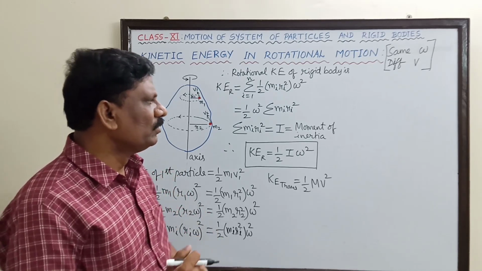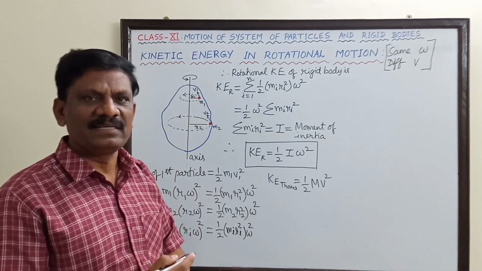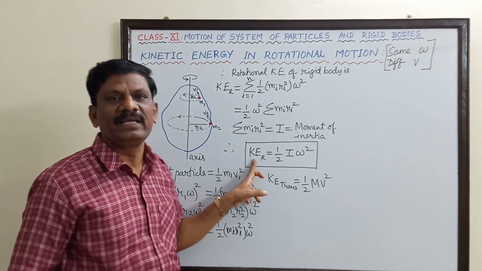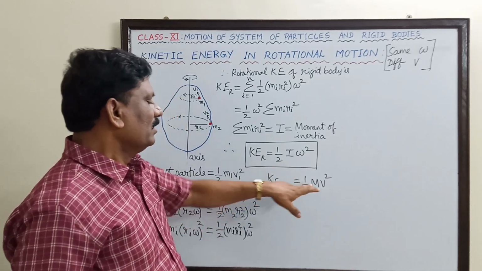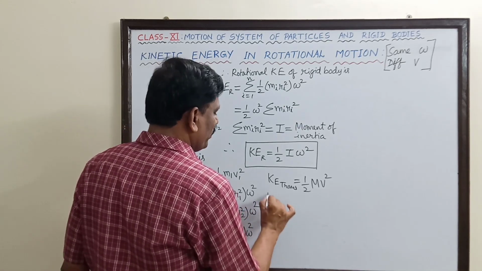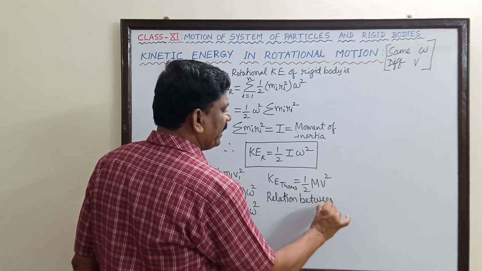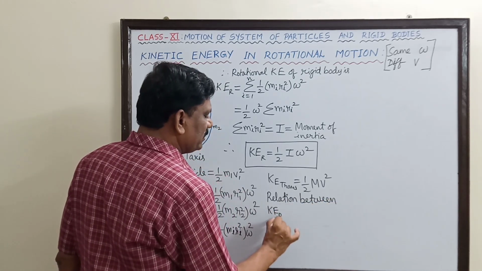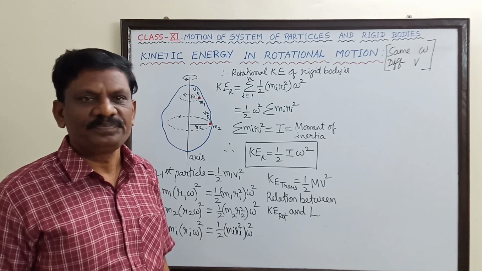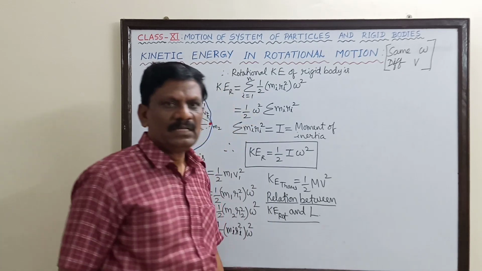Okay children, now you tell me, have you derived an expression relating kinetic energy and momentum in translatory motion? In the same way, we are going to derive an expression relating the rotational kinetic energy and the momentum, angular momentum. So the next one is relation between rotational kinetic energy, that is kinetic energy of rotation, and angular momentum capital L.